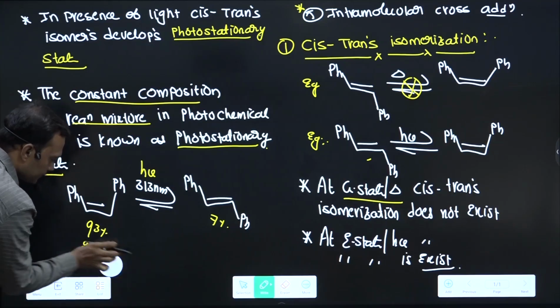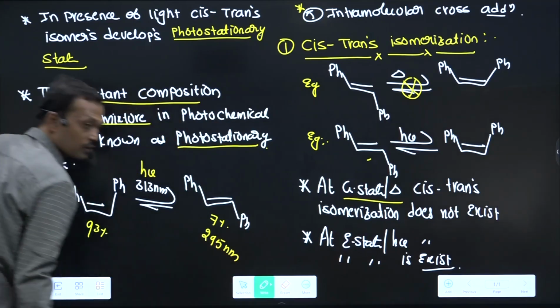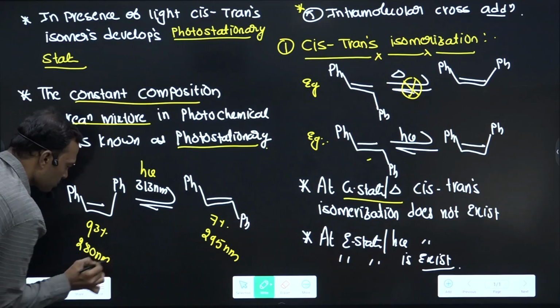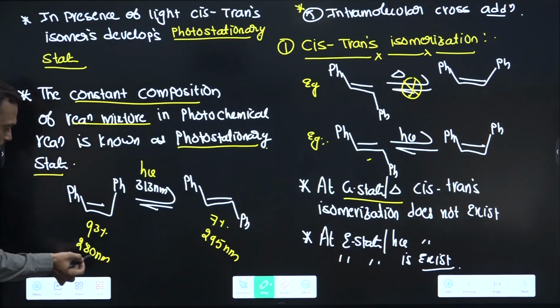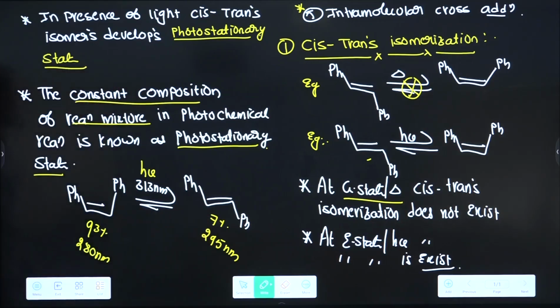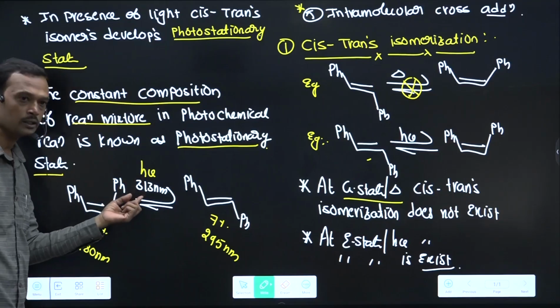This is 295. The 295 absorption wavelength is required for trans. But for cis how much? 280 nanometers of absorption wavelength is required. This is the absorption wavelength of this one. It is the absorption wavelength of trans stilbene. This is the absorption wavelength. How much radiation am I using?